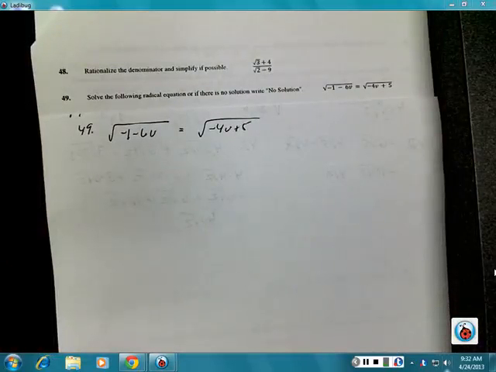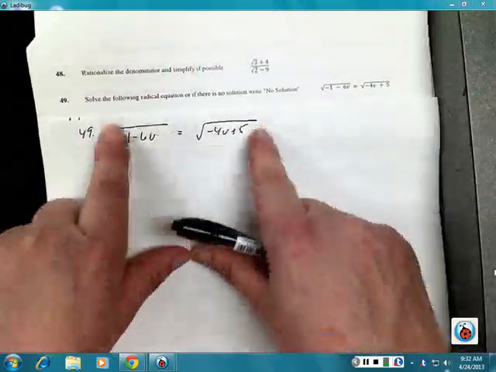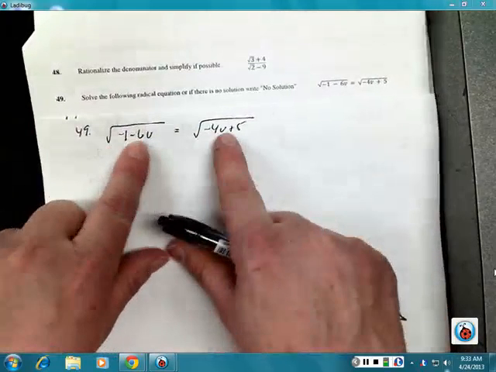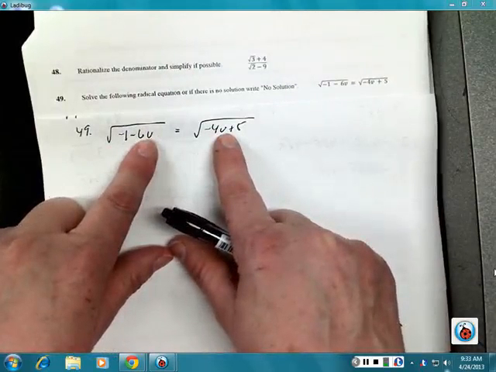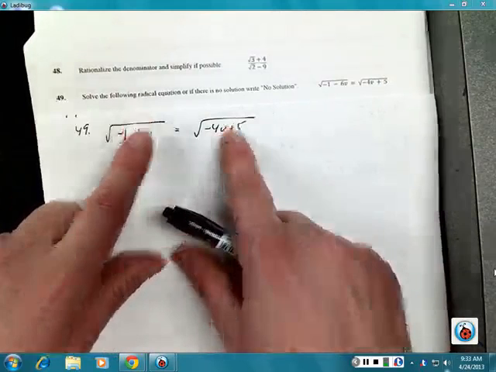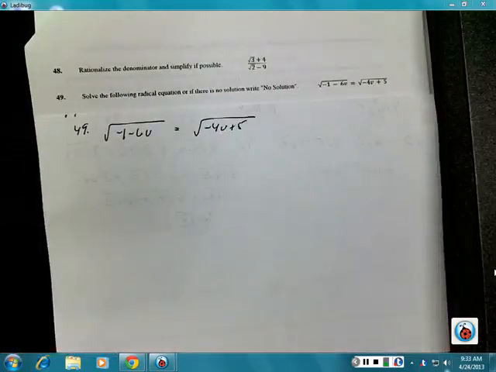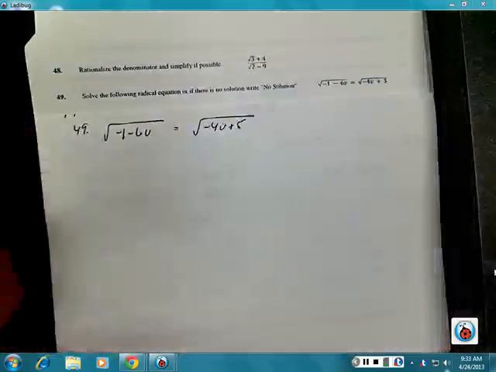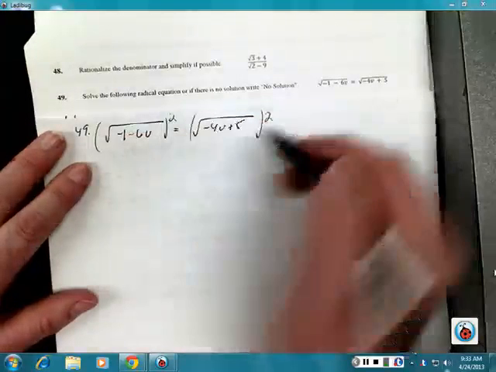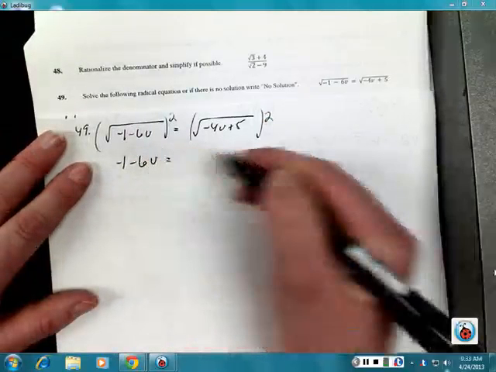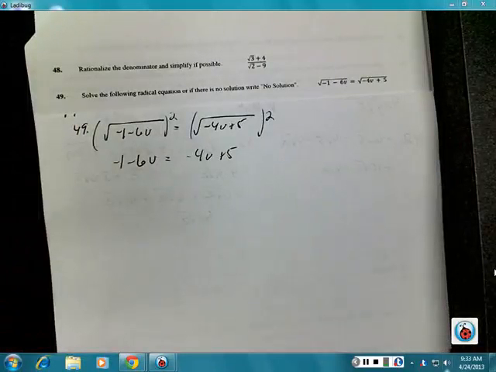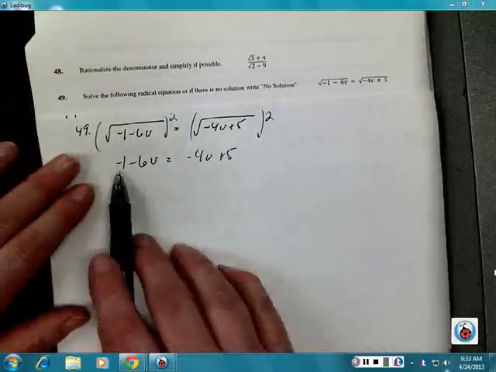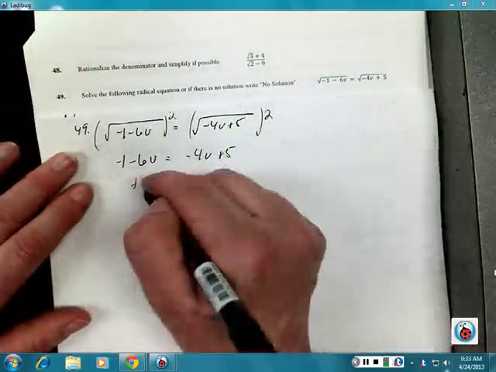Can I do this one? I got some negative things under there. What do you think? Can I do it? You can, because the only thing is if you were asked whether there was any limits on this, you would have to set each piece under here to be greater than or equal to 0, and then you would solve that. But we're not asked to do that in this problem. We're just asked to finish it out. So how do I get rid of these radicals? Square it. So square that side, and I have negative 1 minus 6v is equal to negative 4v plus 5. Then I can solve it. So what comes out of here?